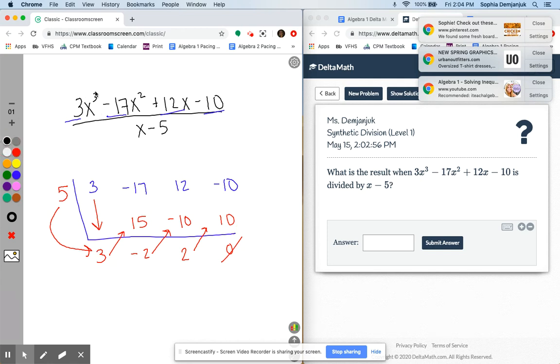So our synthetic division problem started out with x to the 3rd, and I divided it just by an x. So my answer is going to decrease and be x squared. 3x squared minus 2x plus 2.